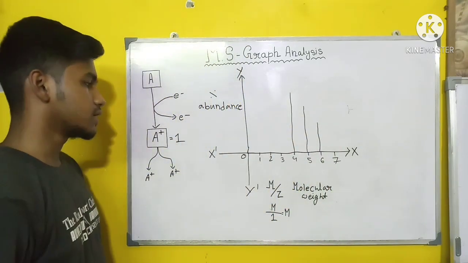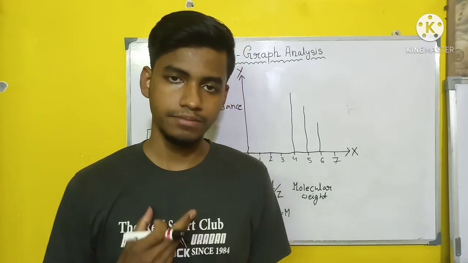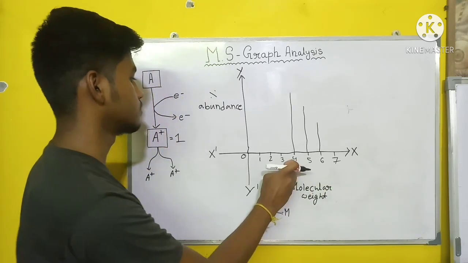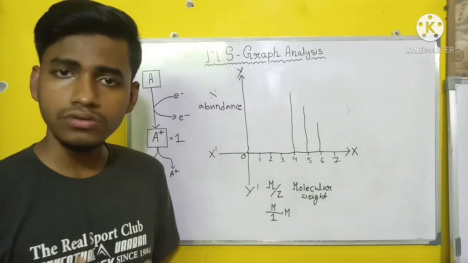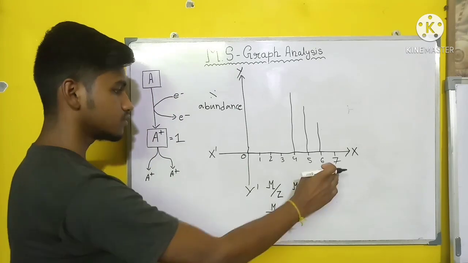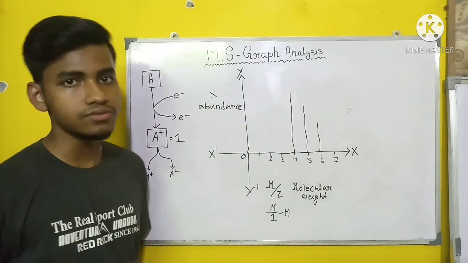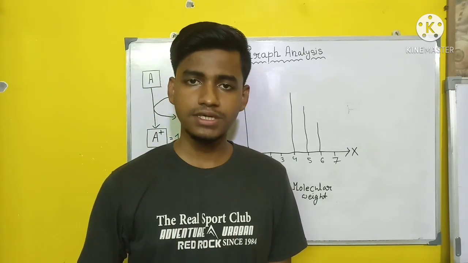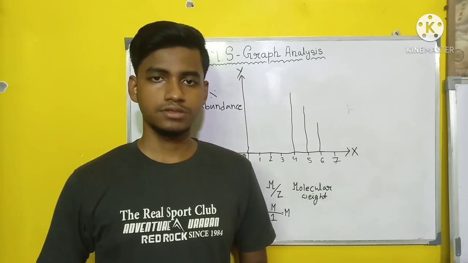Now look, guys, the molecular ion will have the highest molecular weight compared to the fragmented ions. So here 6 is the highest molecular weight, then 5, then 4. So we can conclude that the molecular ion will be 6, and the fragmented ions will be 5 and 4. These are the rules. So now you have learned how to detect the molecular ion and the fragmented ions in a graph. Now guys, we'll move to the problems.